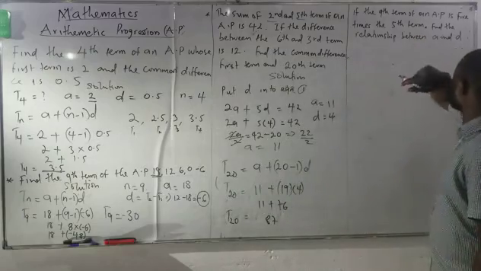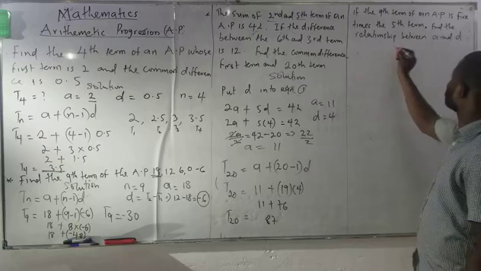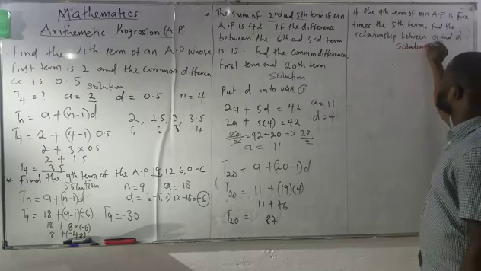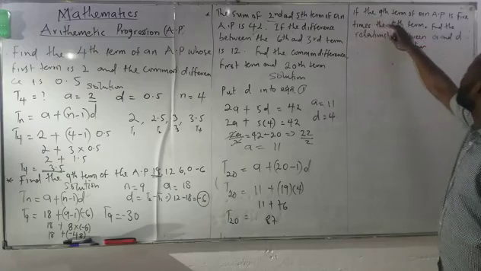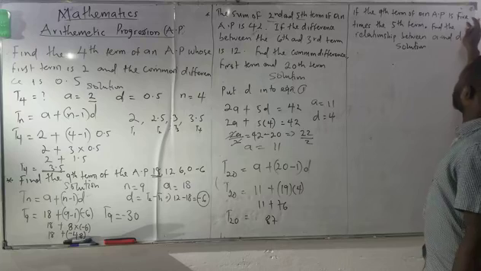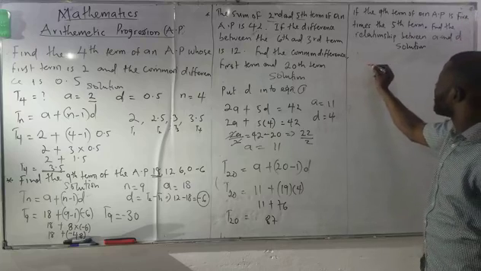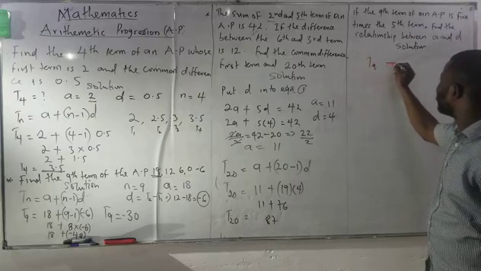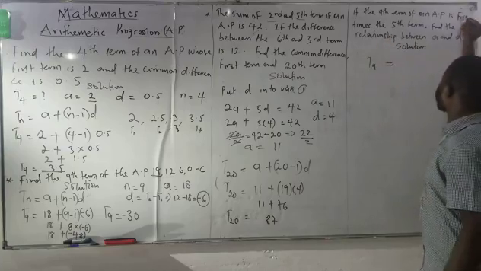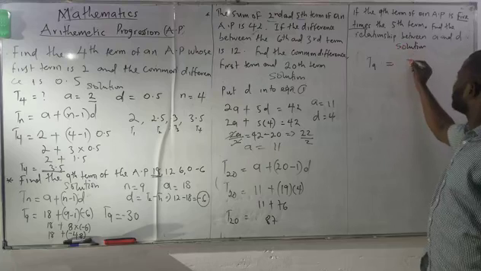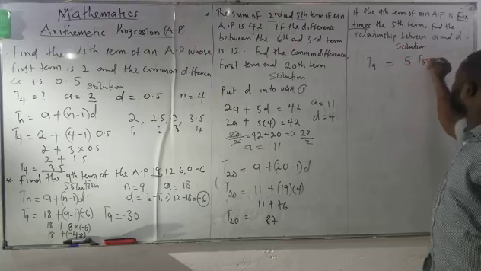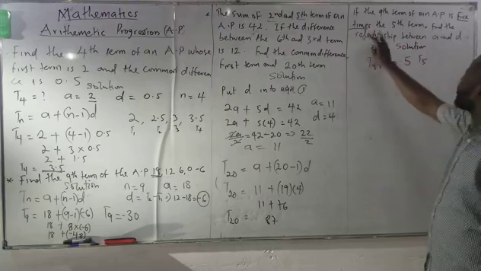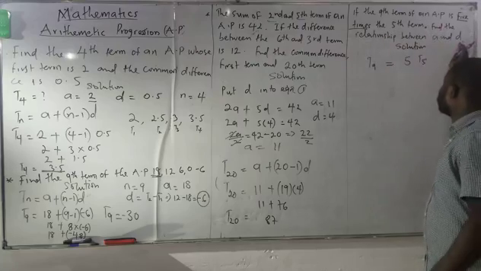Now, I want to move on to the next one. Look at this also. It's a very simple one. Find, if the ninth term of an arithmetic progression is 5 times the fifth term, the relationship between A and D.